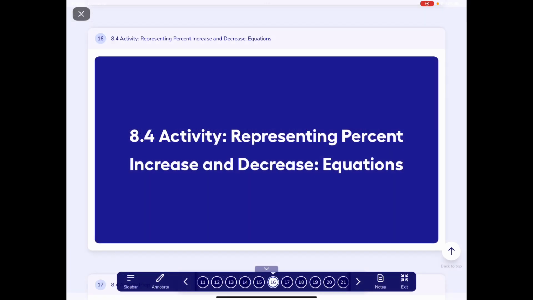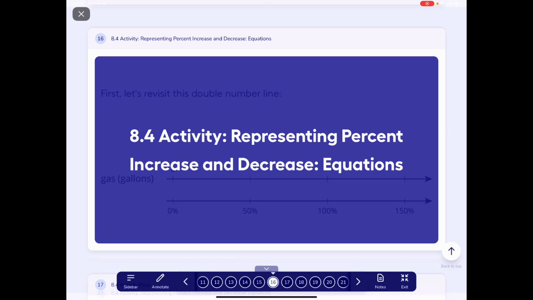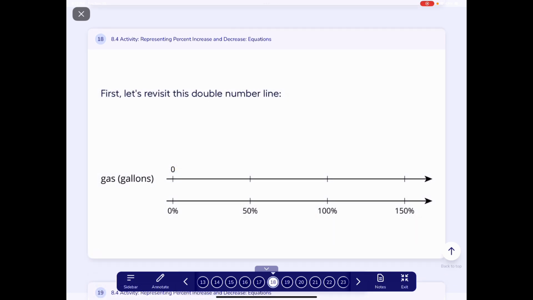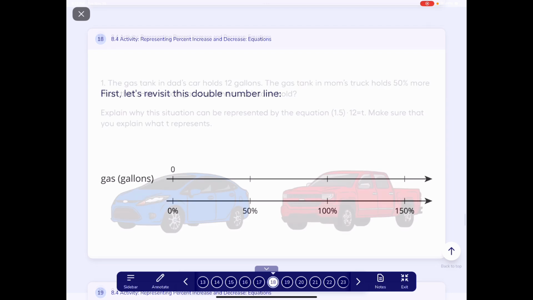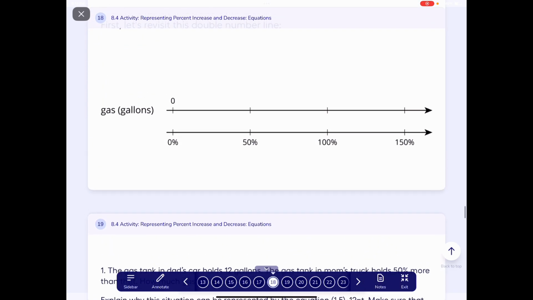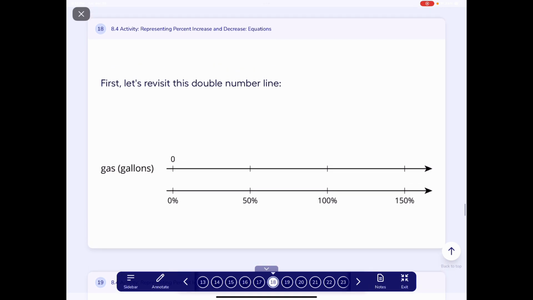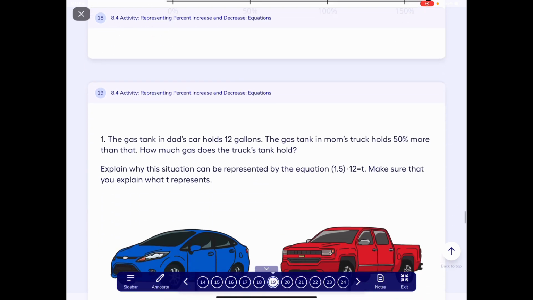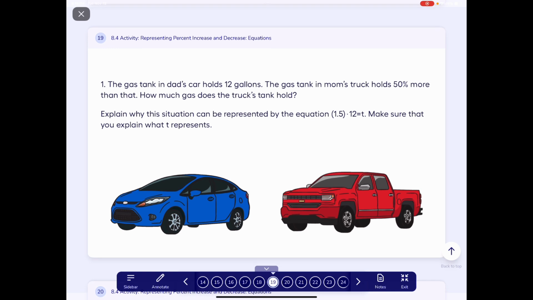Activity 8.4, representing percent increase and decrease equations. First, let's revisit the number line from the previous lesson with gas gallons. So gallons of gas and percentages. The gas tank in Dad's car holds 12 gallons. The gas tank in Mom's truck holds 50% more than that. How much gas does the truck tank hold? And if you remember from last lesson, we used this number line to calculate how much gas the truck holds. This time, we're going to use an equation. Explain why this situation can be represented by the equation 1.5 times 12 equals T. Make sure that you explain what T represents.